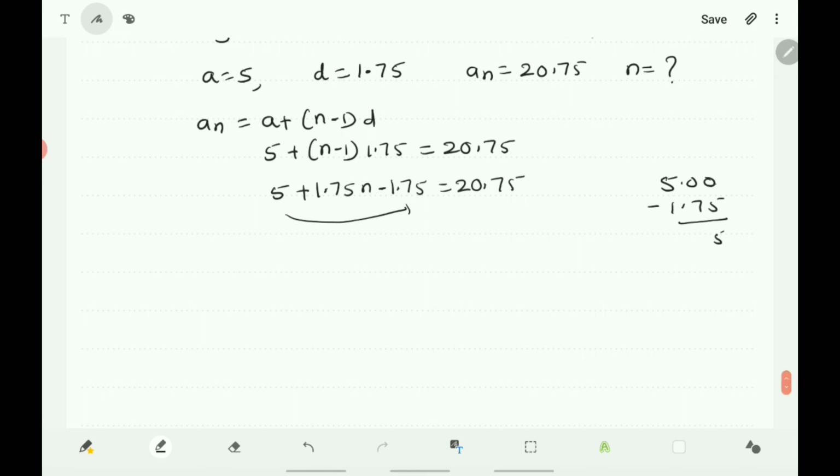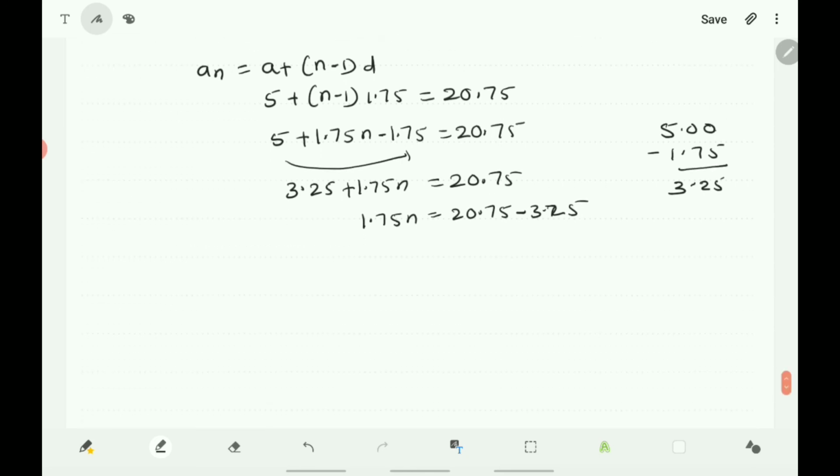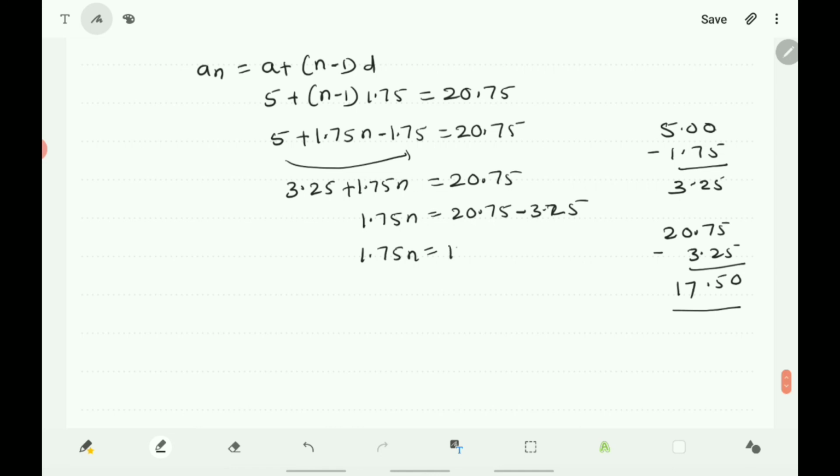5 minus 1.75 is 3.25. So it is 3.25 plus 1.75N is equal to 20.75. 1.75N is equal to 20.75 minus 3.25, that is 17.50. You got 1.75N is equal to 17.50.